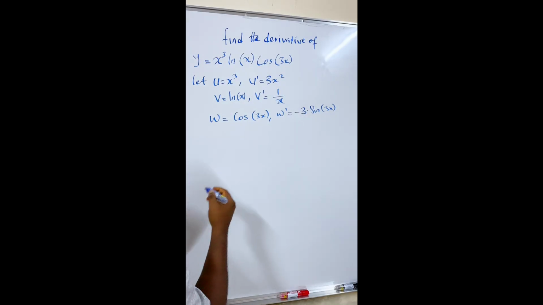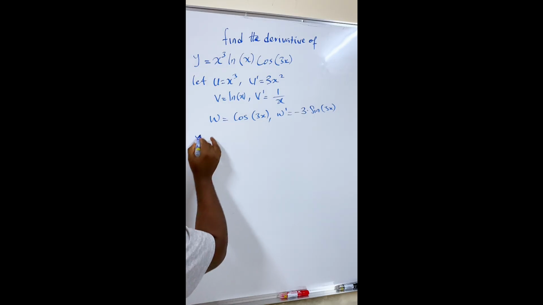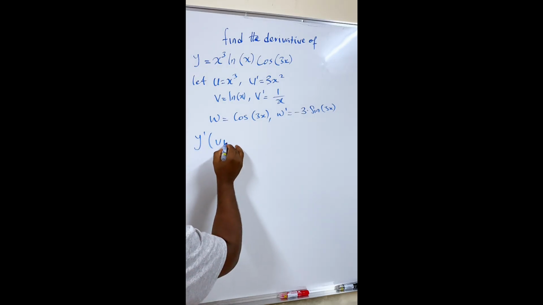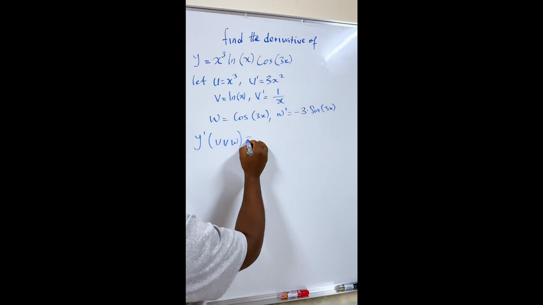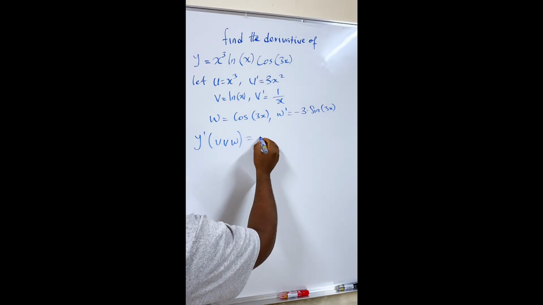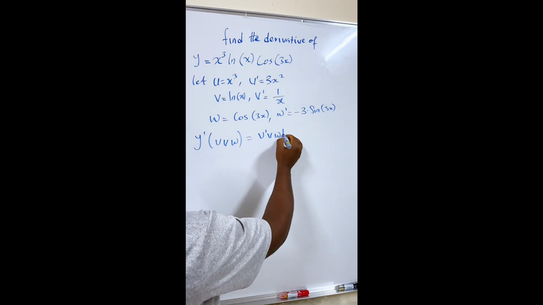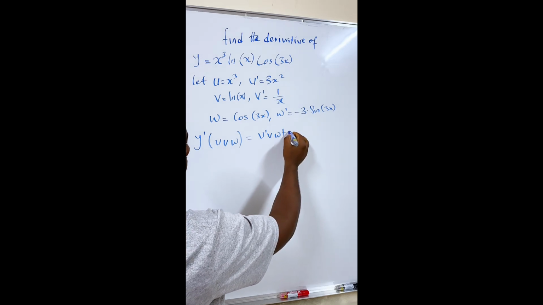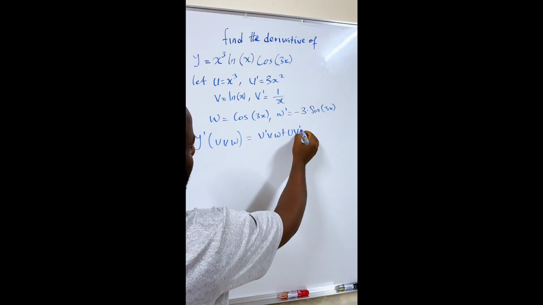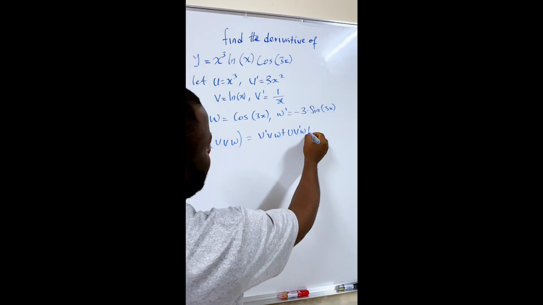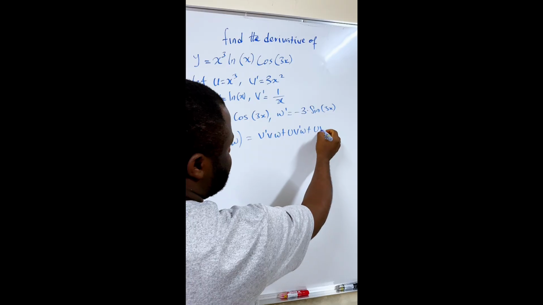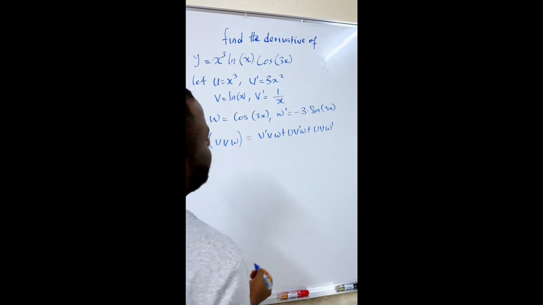Okay, so what we have to do now is to apply the product rule. Let's say y equals u v w, so y prime equals u prime multiplied by v multiplied by w, plus u multiplied by v prime multiplied by w, plus u multiplied by v multiplied by w prime.